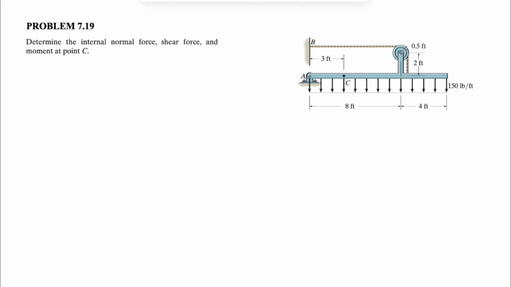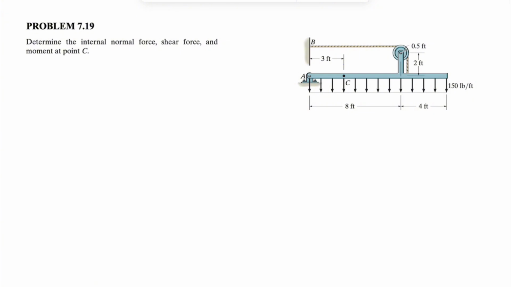Alright guys, let's see how we can solve question 19 from chapter 7 of the Hibbeler textbook Engineering Mechanics. In this one we need to determine the internal normal force, shear force, and moment at point C. So basically we are trying to figure out the internal forces and bending moment at point C.